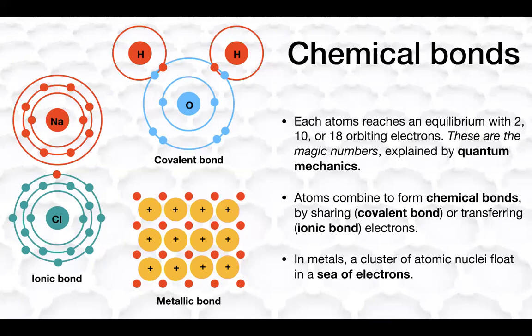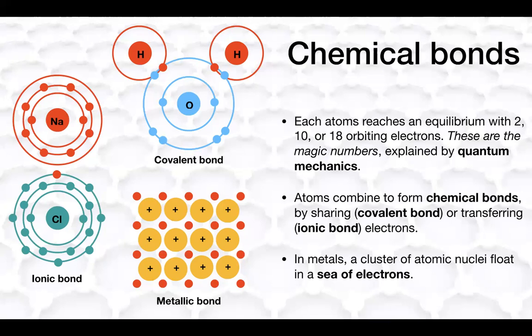The total number of electrons to fill the first, second, and third shells are 2, 10, and 18, respectively. Elements with these numbers of electrons, like helium, neon, and argon, are called noble gases and are chemically inert. Other elements need to engage in chemical bonding to fill their electronic structure.